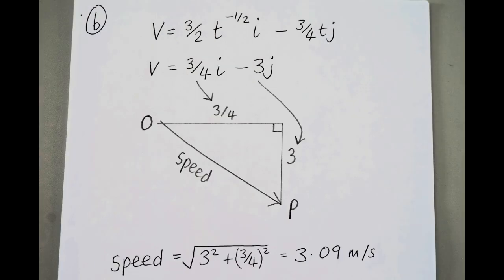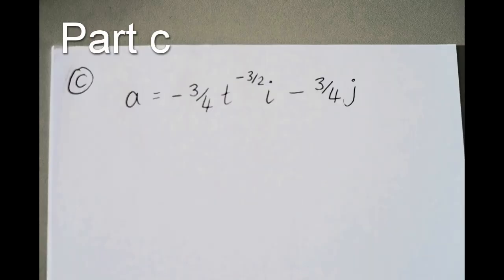Using Pythagoras' theorem on the right angle triangle will get us the hypotenuse, which is the speed. So speed is 3.09 meters per second. We know velocity. We have to differentiate this to get acceleration.